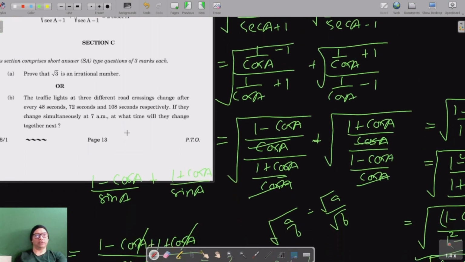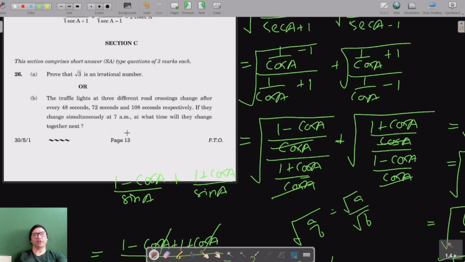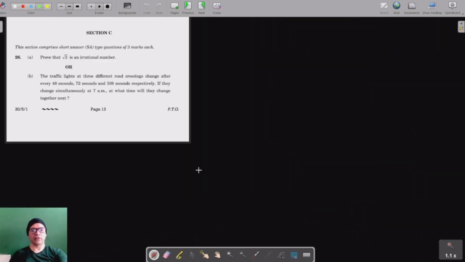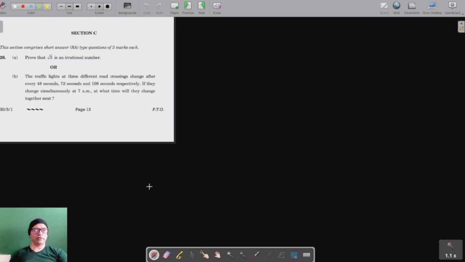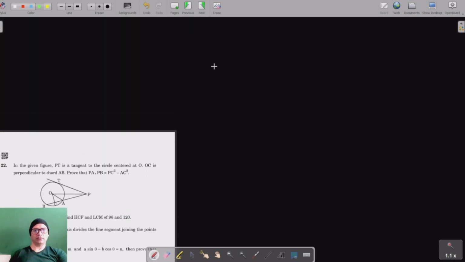Let's move on to section C for question number 26. Okay, for question number 26, section C, we have to prove that root 3 is an irrational number. So it's question number 26, part A. We have to prove that root 3 is an irrational number.